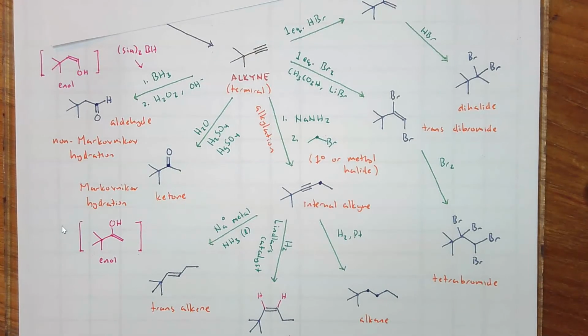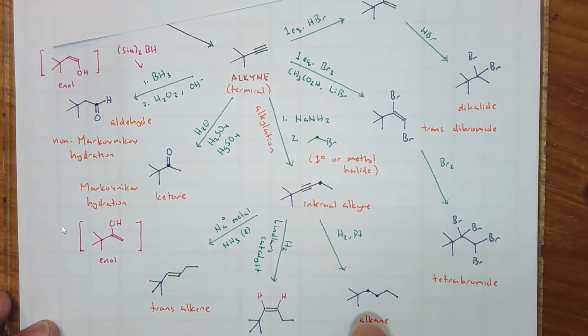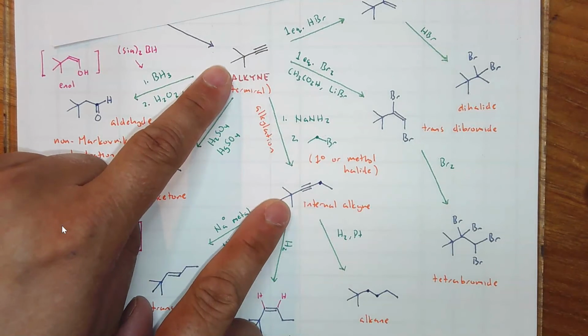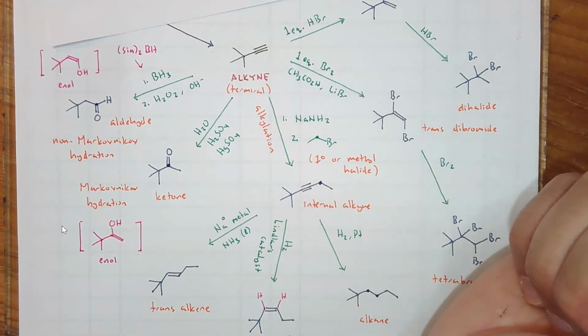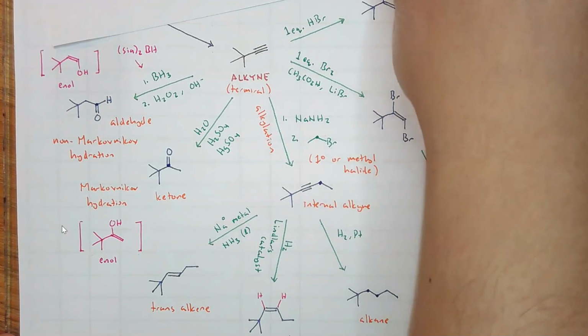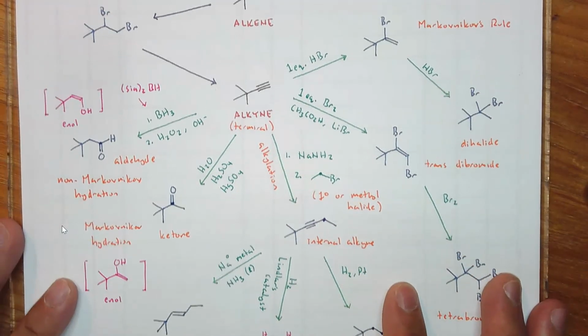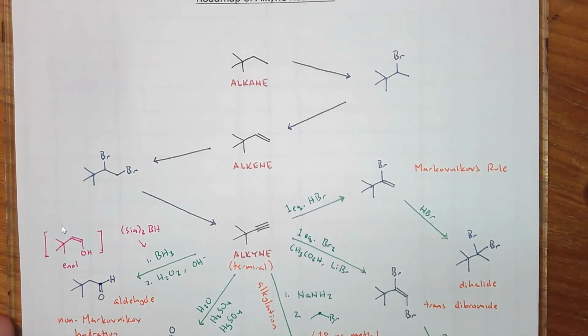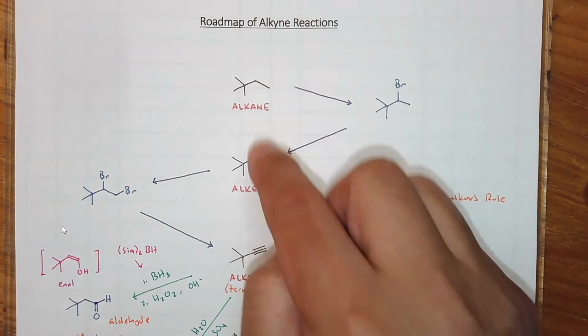Okay, I promised that I would show the synthesis of an alkyne. Actually, we do have a synthesis of an alkyne here, from a terminal to an internal, but what if we're starting with not an alkyne, but an alkane? So that part of the roadmap is to the north, right there. And we're going to go from alkane to alkene to alkyne.